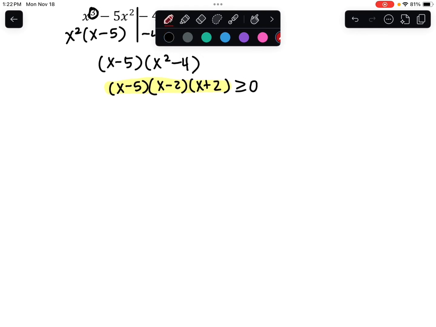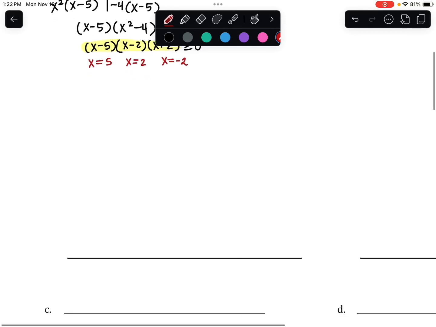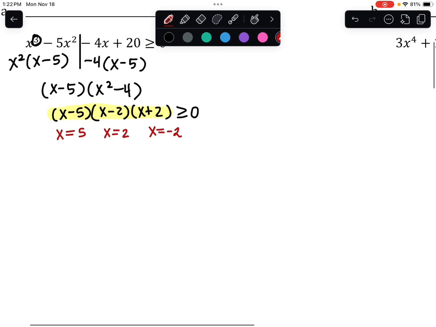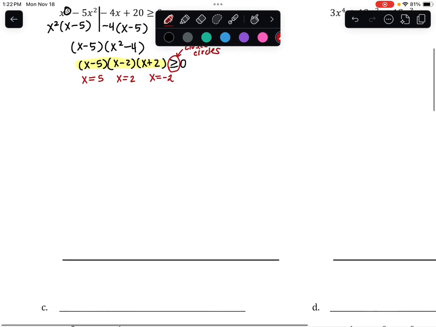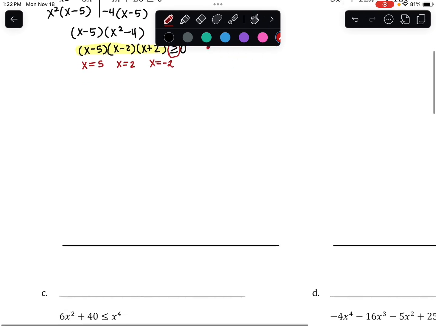After you have your factors, you can find your roots or your x-intercepts. The first factor is x equals 5. The next factor leads to x equals 2. And then the last factor leads to x equals negative 2. You're going to put each of those on your number line. Because our inequality has an equal to sign, we're going to use closed circles. If that equal to option wasn't there, we would use open circles.